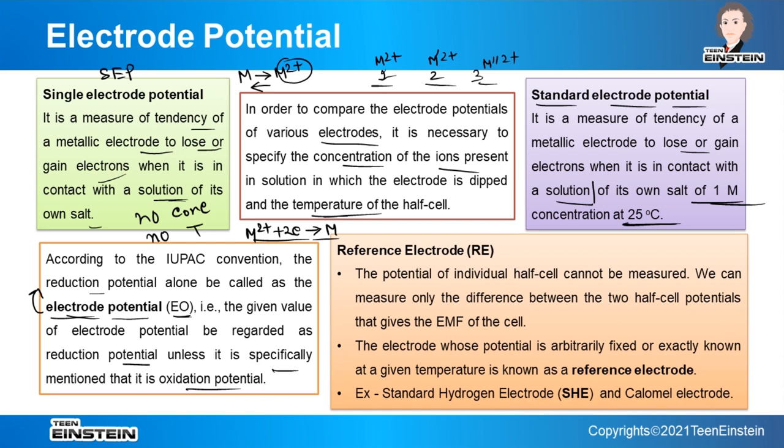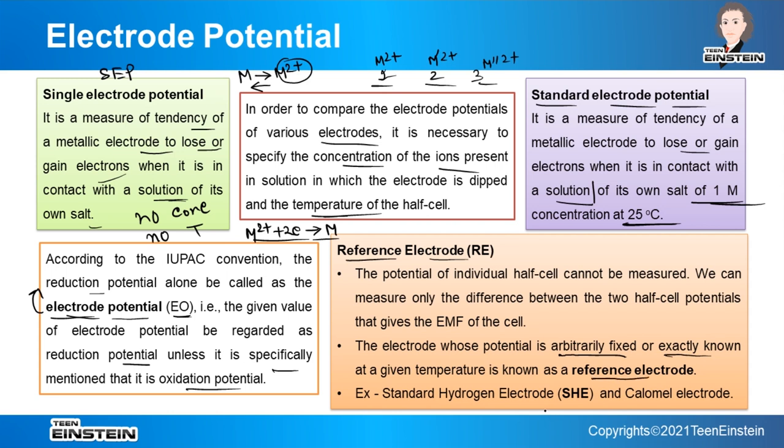Now to measure the single electrode potential, we need a reference electrode, because you cannot measure the potential of an individual half cell directly. You can measure only the difference between two half cell potentials. So we need a reference electrode. This is an electrode whose potential is arbitrarily fixed, or exactly known at a given temperature, and that is known as a reference electrode.